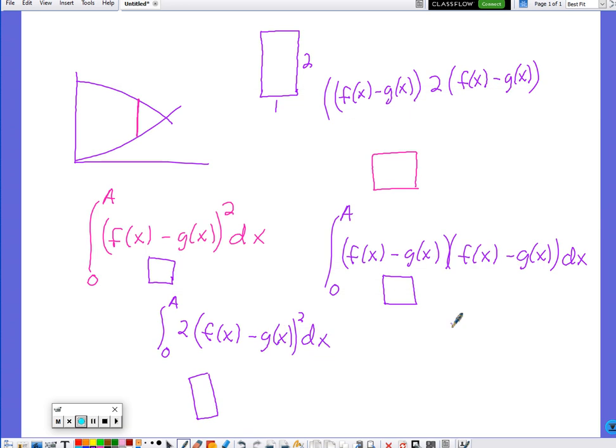Okay, 10 has a region that looks like this, as best I can remember here. Okay, 10, right? Okay, the cross sections are semicircles.